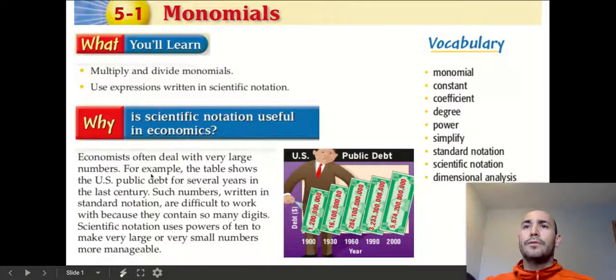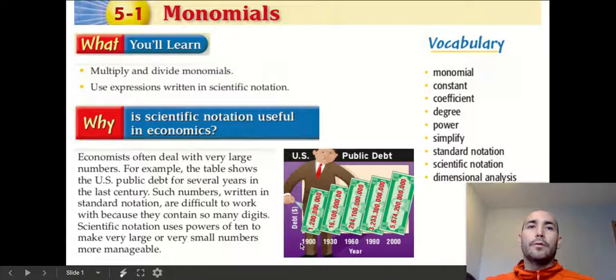So why is scientific notation useful in economics? Economists often deal with very large numbers. For example, the table shows the US public debt for several years in the last century. Such numbers written in standard notation are difficult to work with because they contain so many digits. Scientific notation uses powers of 10 to make very large or very small numbers more manageable.